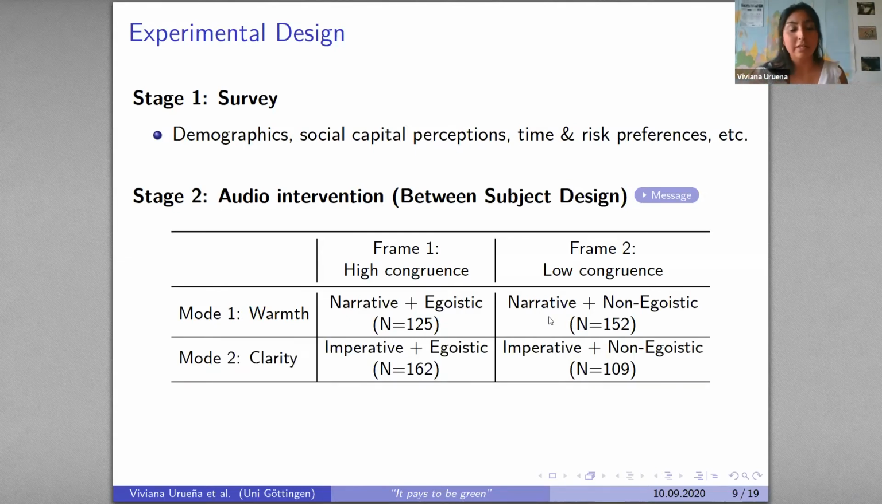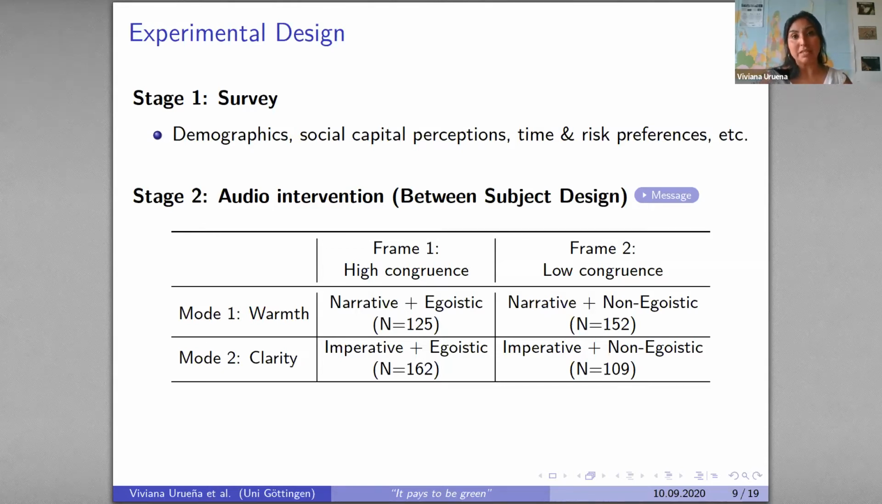The second mode that we explore is clarity. And as I said before, here we use imperatives. The imperatives basically communicate the same information that we give in the narratives. It's just that they are communicated differently. So they're basically in short sentences, but we kept the same information.